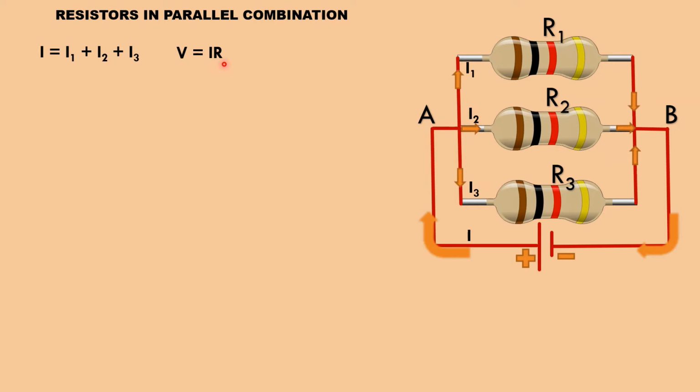is equal to IR. So here this current I1 is flowing across this resistance and comes to the point B, and I2 is crossing this resistor and reaches the point B here, and I3 reaches the point B in this direction, and the total current will again be flowing through this circuit. So this is how the parallel combination works.